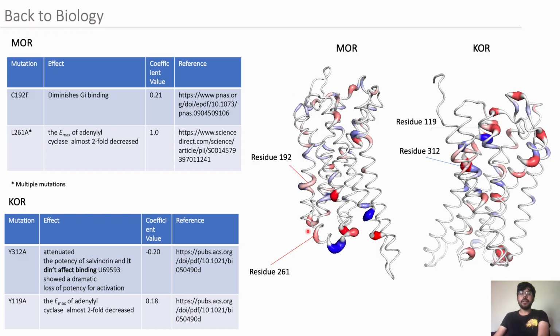When we look at these positions in the literature to see if we can find mutations happening in these positions with large coefficient values, we see that some of them are known to affect the activation of the receptor without affecting the binding. So this is in agreement with the idea that we are detecting regions of the protein that can have an effect on the binding, on the G protein binding, or on the Emax of the response caused by the GPCR.